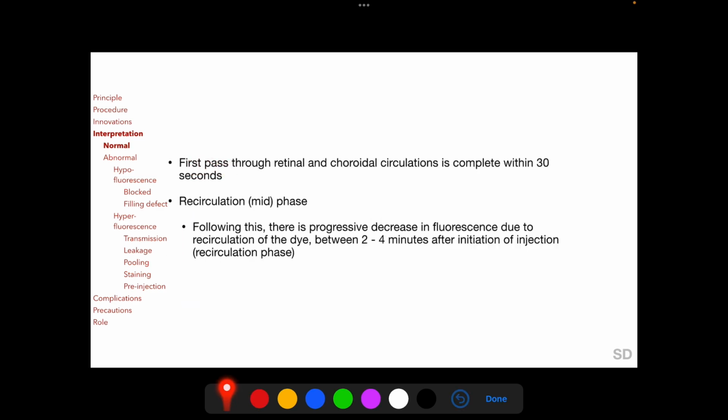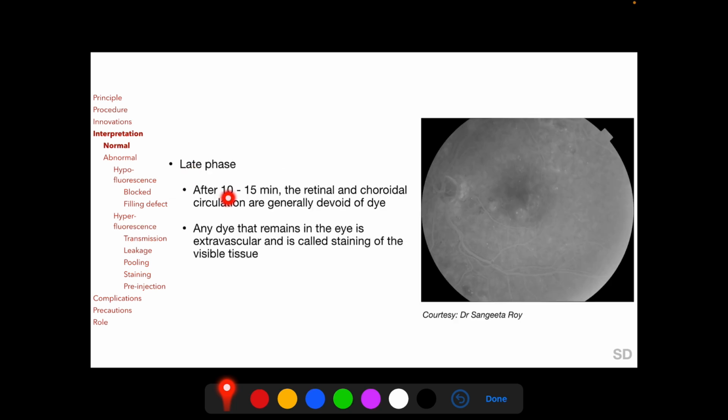So first pass of sodium fluorescein through the retinal and choroidal circulations is completed within 30 seconds following injection, and in the subsequent recirculation or mid phase there is progressive decrease in fluorescence due to recirculation of the dye between 2 to 4 minutes after initiation of injection, following which we have a late phase occurring after 10 to 15 minutes following injection, in which the retinal and the choroidal circulations are generally devoid of dye, as a result of which the contrast of the retinal circulation as well as the choroidal circulation with hyperfluorescent areas such as the FAZ is reduced in late phase as compared to an earlier phase, and any dye that remains in the eye in the late phase is said to be extravascular and is called staining of the tissue visible in this phase.